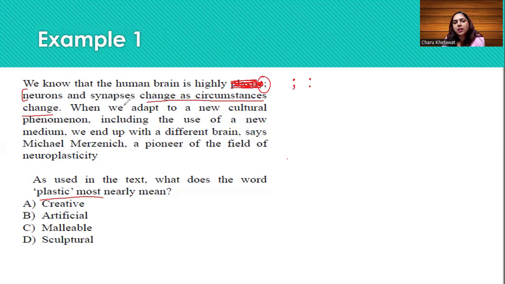We know that the human brain is highly dash. Neurons and synapses change as the circumstances change. So it keeps changing, then it is what? It can't be creative, it can't be artificial. It will be malleable because it's like clay, it keeps changing. It can't be sculptural because once you have made a sculpture, you can't keep changing it. It remains fixed. Now let's plug in. We know that the human brain is highly malleable. Neurons and synapses change as circumstances change. Makes sense? So you should always plug in and reread whatever word you have chosen.